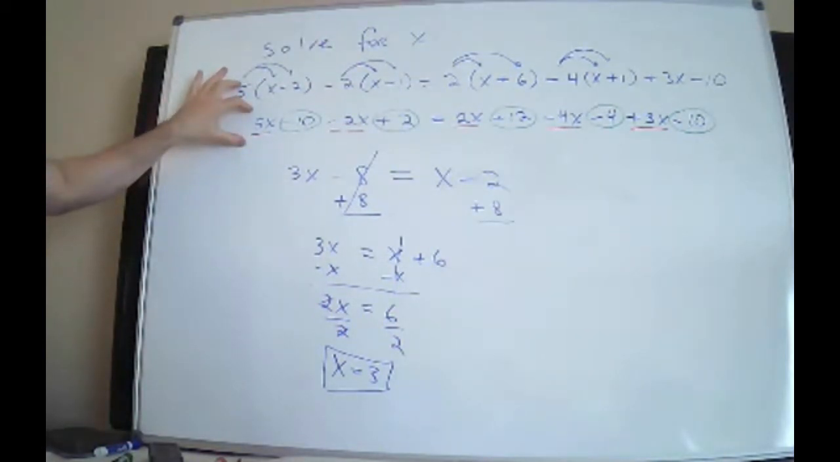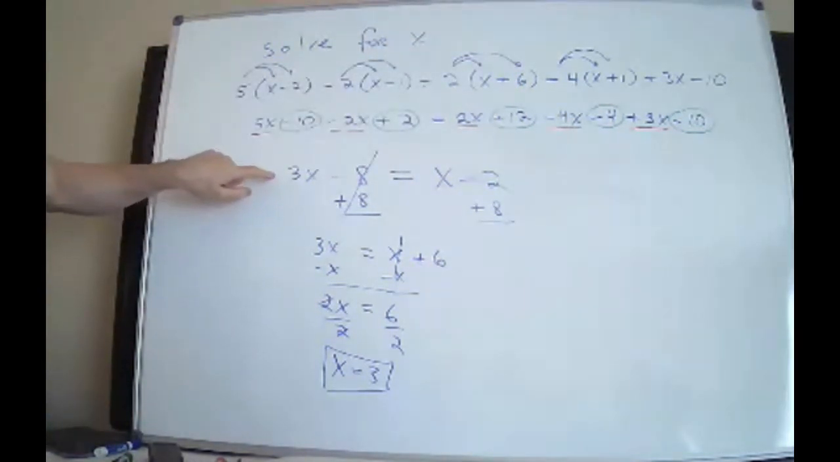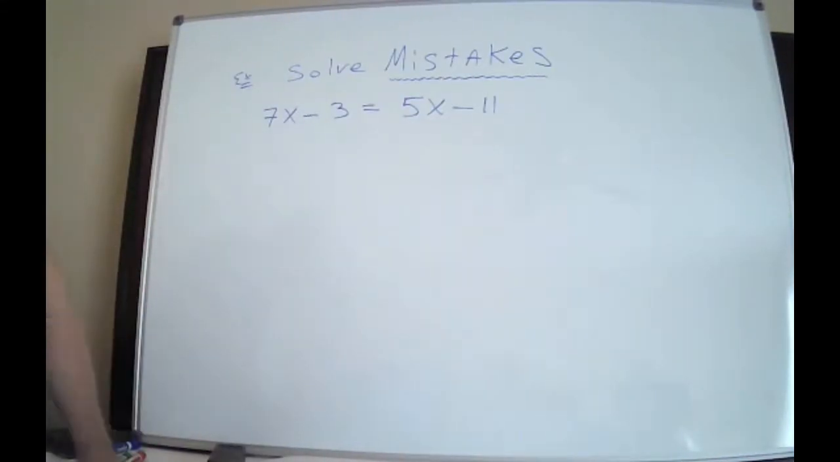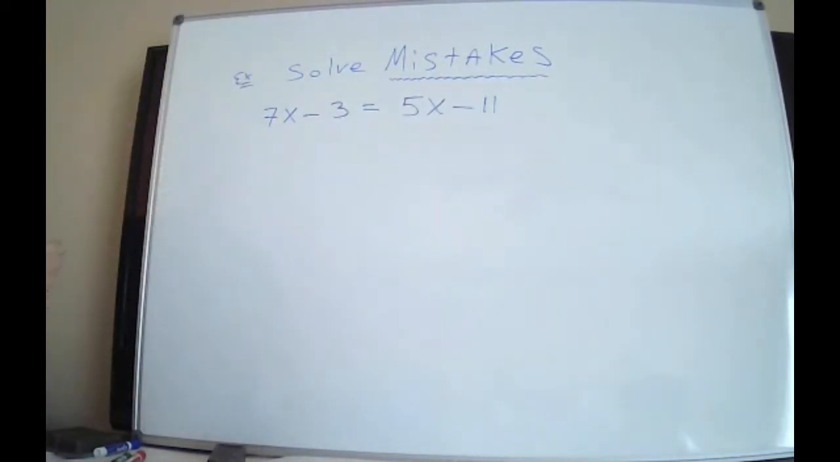Collect all of the like terms on the left. Collect all of the like terms on the right. Once you have put them together, you get here. And then you do the eliminating from the left to the right, and then you solve. Okay, so I'm going to run through a basic example now, pointing out all of the mistakes.